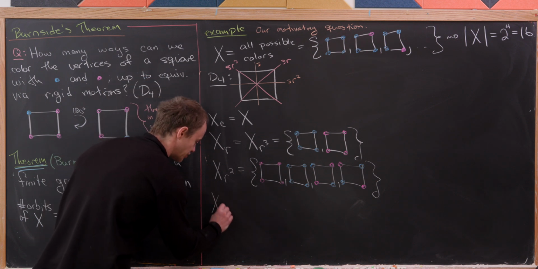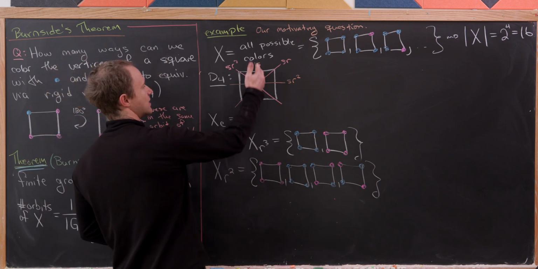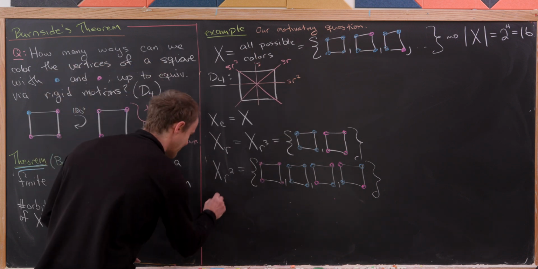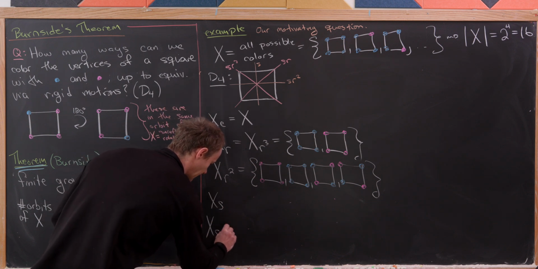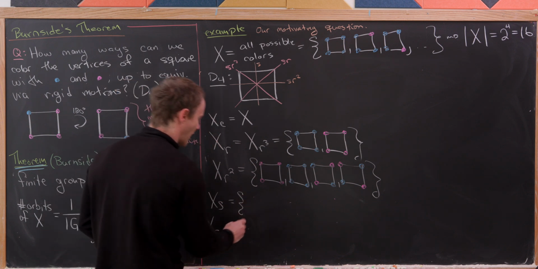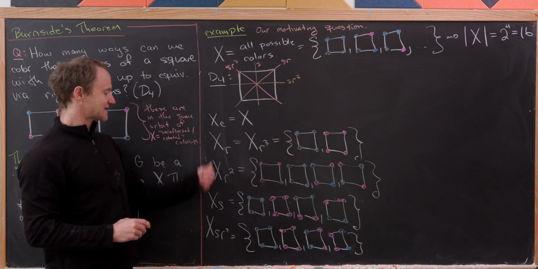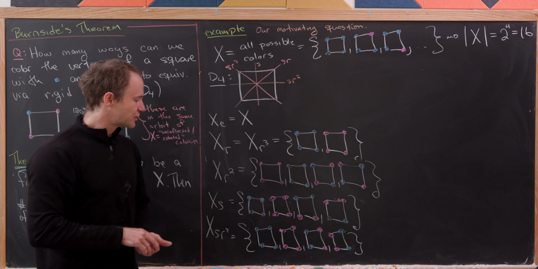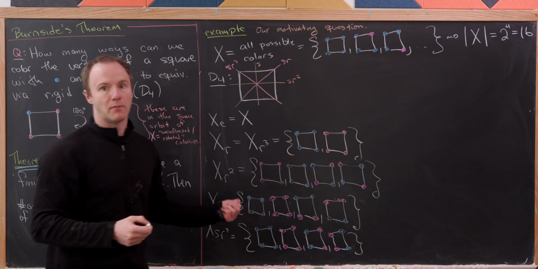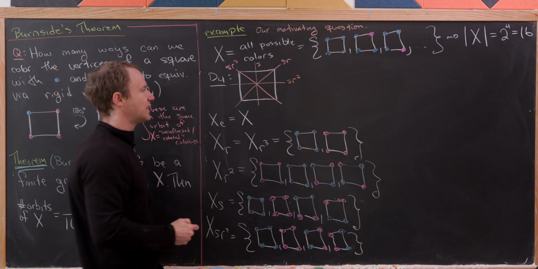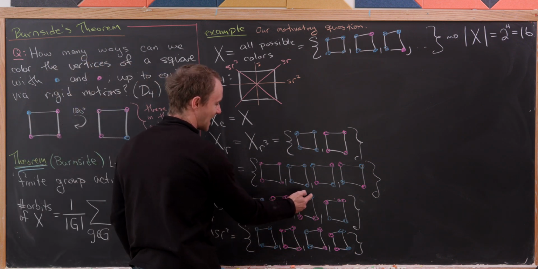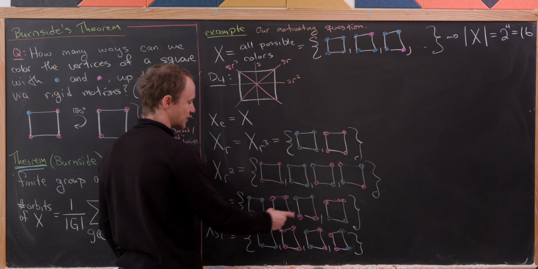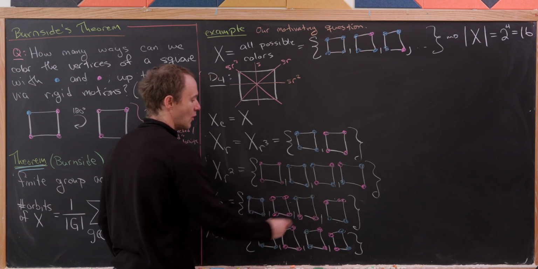And now let's look at our reflections. The colorings that are fixed under S and the colorings that are fixed under SR squared are fairly similar. So let's draw those on the board real quick, and then we'll make a little argument why these are all of them. Okay, so XS is going to be all of the colorings that are fixed under a reflection by this vertical line. Of course you get the two colorings that are monochrome, all blue or all magenta. And then you get the colorings where the top vertices are the same and the bottom vertices are the same. So you've got a choice of blue on the top, magenta on the bottom, or vice versa.